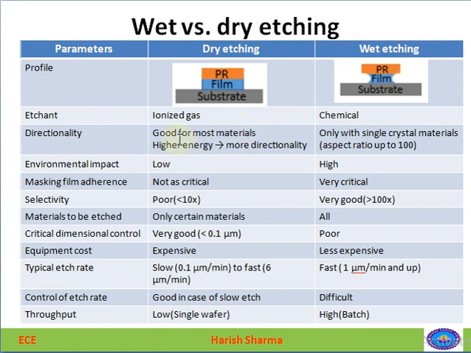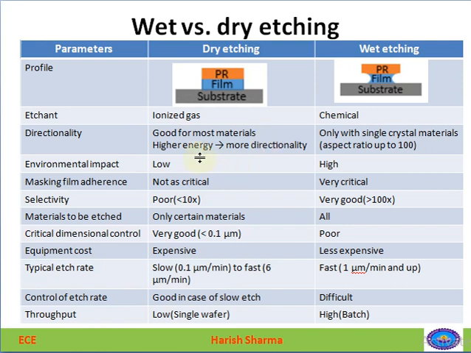In wet etching we use chemicals, and in the case of dry etching we use ionized gases. The directionality: only with single crystal material can we get an aspect ratio up to 100 in wet etching, but dry etching is good for most materials. Higher energy means more directionality we can get.